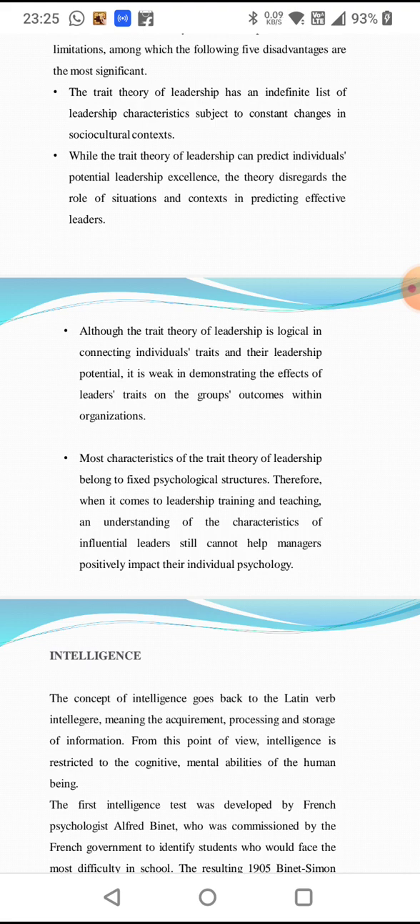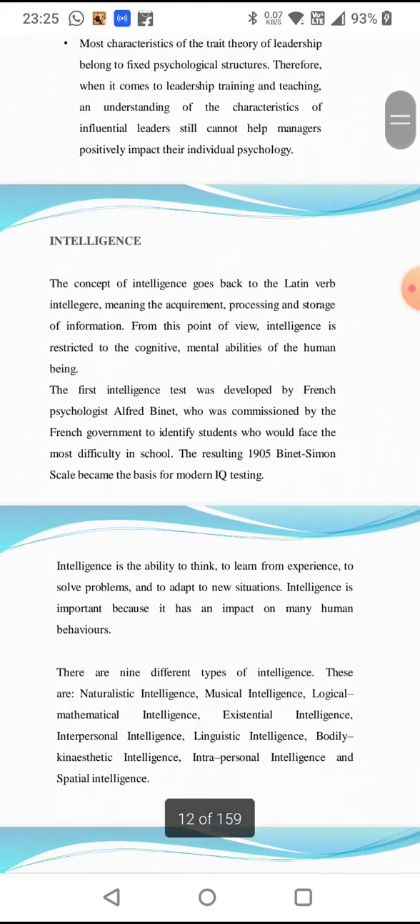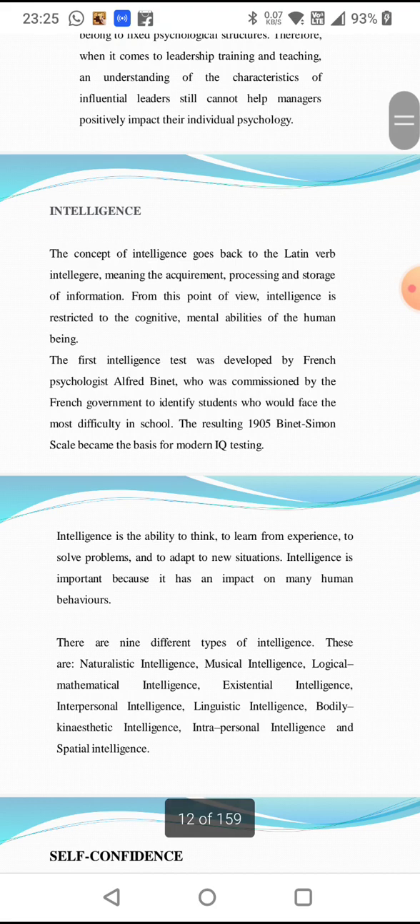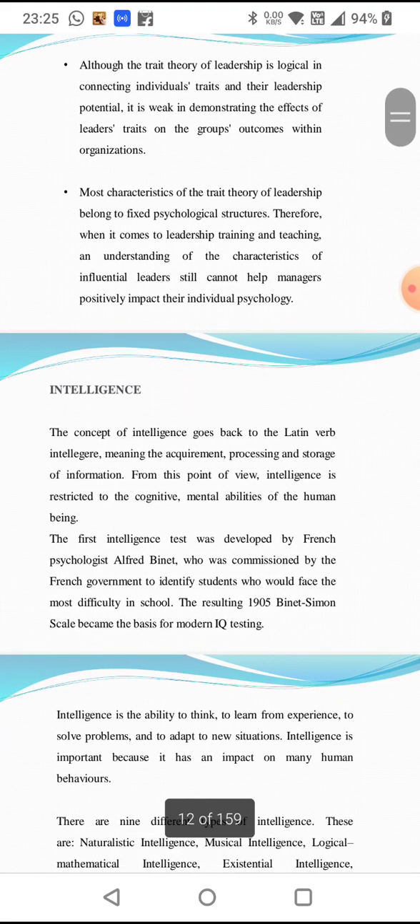Most characteristics of the trait theory of leadership belong to fixed psychological structures. Therefore, when it comes to leadership training and teaching, an understanding of the characteristics of influential leaders still cannot help managers to positively impact their individual psychology. So this was about the trait theory. Now we are going to learn in detail about the different traits which have been prescribed: intelligence, self-confidence, determination, integrity, and so on. Let us start with intelligence.